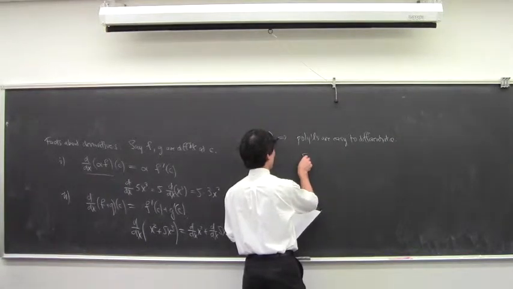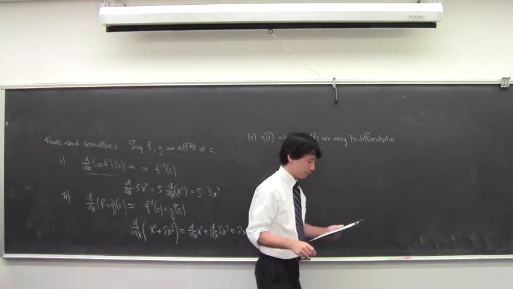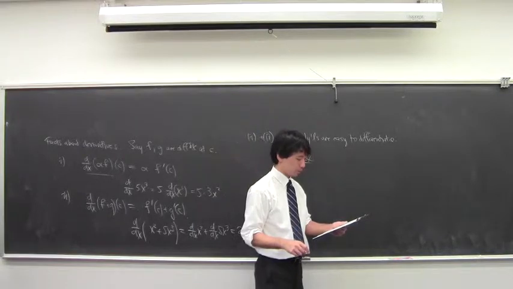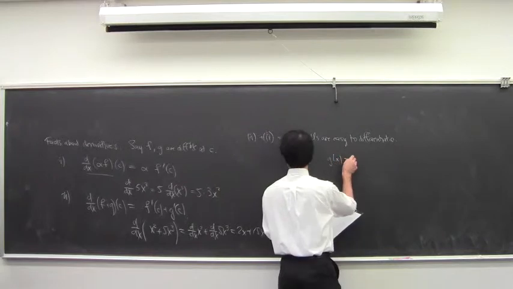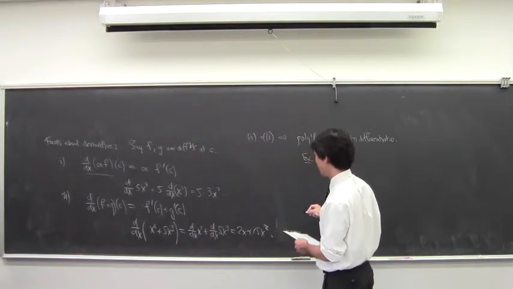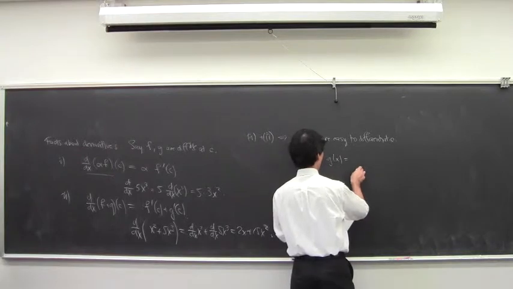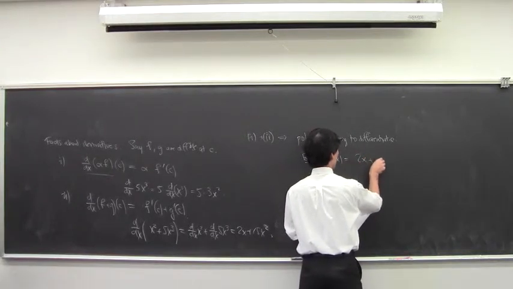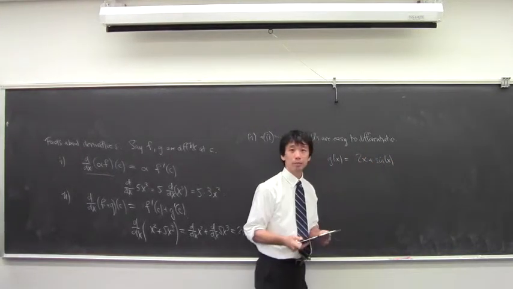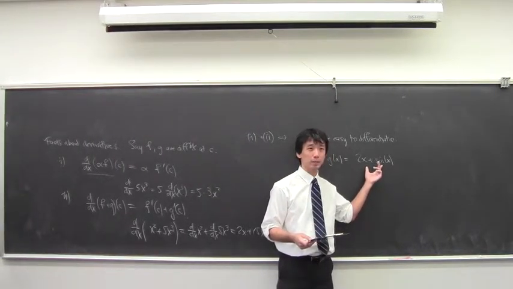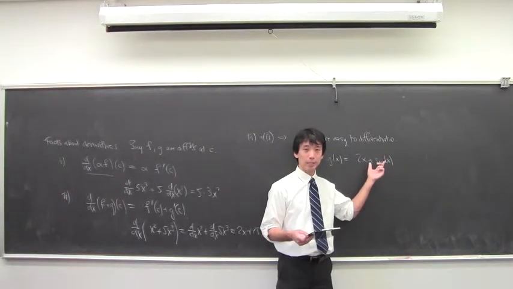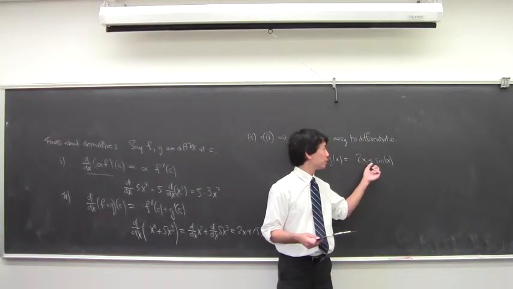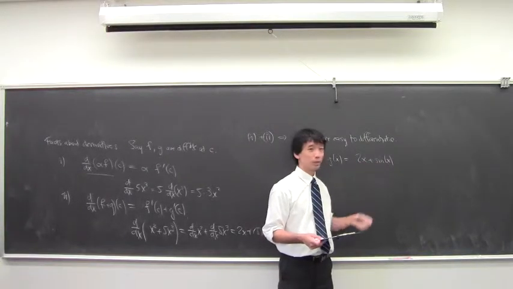Okay, so just to put up some examples, here's a simple one. g of x is 2x plus sine x. Take 10 seconds, think of the answer. What's the answer? 2 plus cosine x, right?